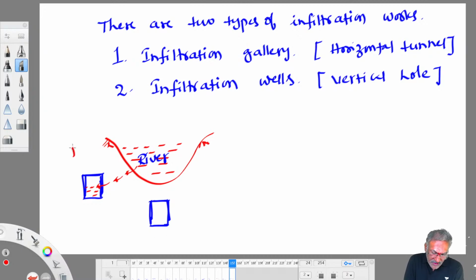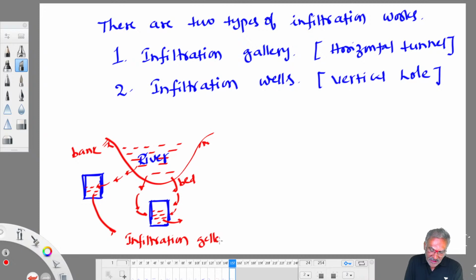This is the bank of a river, this is the bed of a river, at shallow depth. The seepage water goes like this and finally joins this tunnel. This is called an infiltration gallery. A horizontal tunnel dug at shallow depth, 2 to 5 meters below the bed of a river or bank of a river, is known as an infiltration gallery.